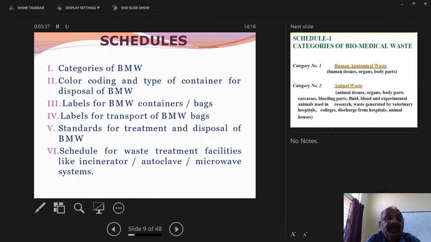The schedules cover: categories of BMW, color coding and type of container for disposal of biomedical waste, labels for biomedical waste containers and bags, labels for transport of biomedical waste bags, standards for treatment and disposal of biomedical waste, and a schedule for waste treatment facilities like incinerator, autoclave, and microwave systems.